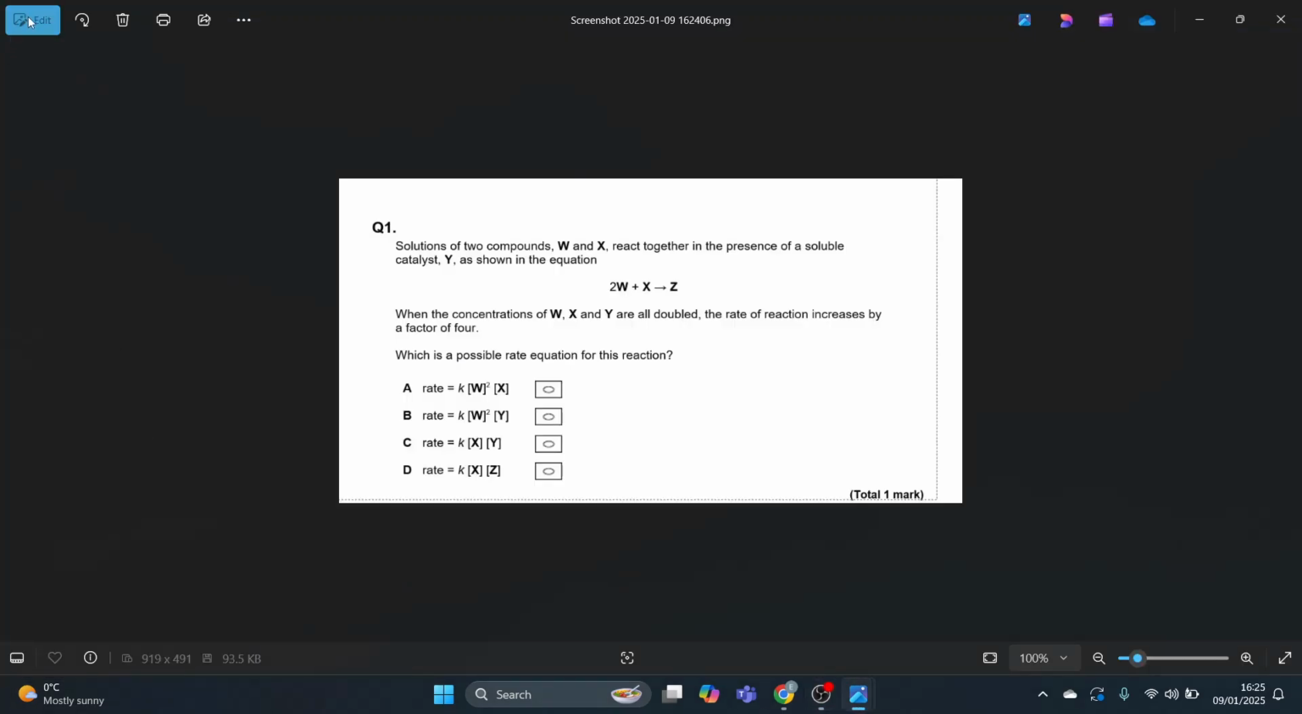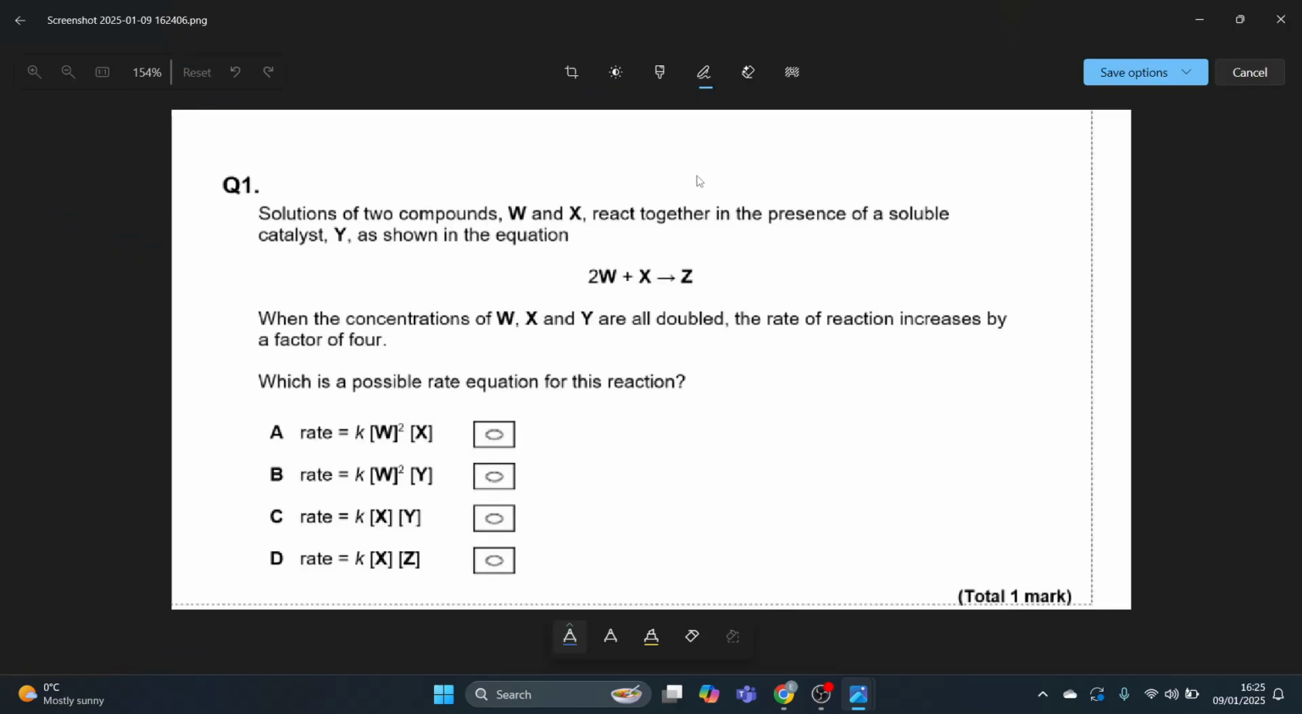Multiple choice questions. Question 1. Solutions of two compounds W and X react together in the presence of a soluble catalyst Y as shown in the equation 2W plus X arrow Z. When the concentrations of W, X and Y are doubled, the rate of reaction increases by a factor of 4. Which is a possible rate equation for this reaction?